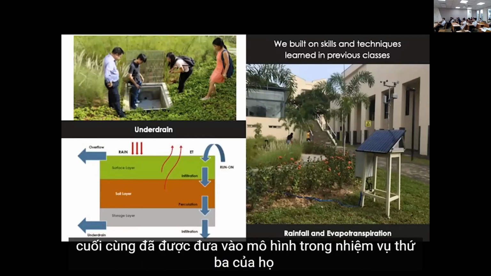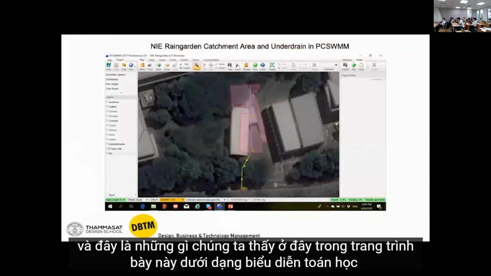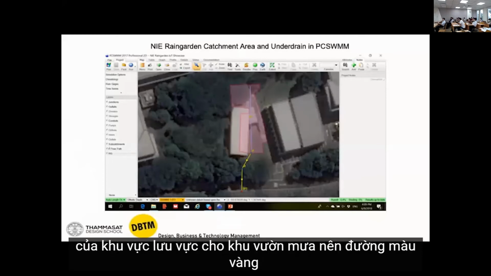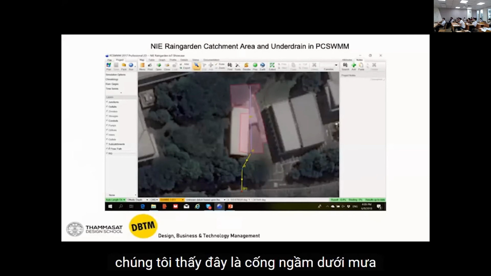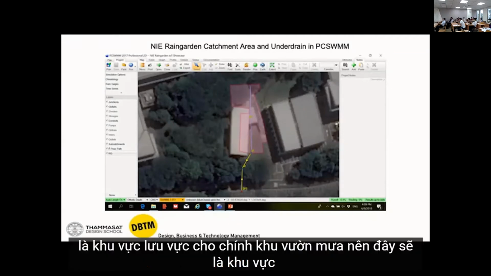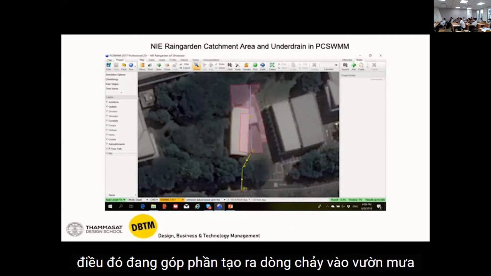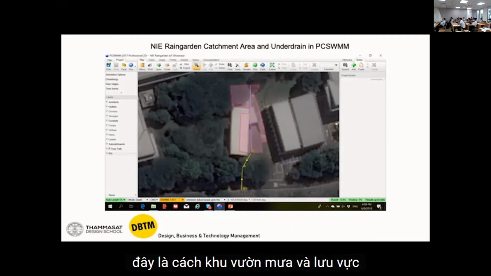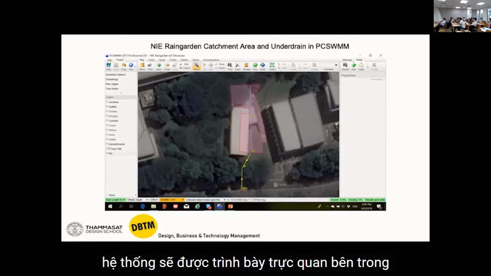And this is what we see here in this slide as the mathematical representation of the catchment area for the rain garden. So the yellow line that we see here is the underdrain in the rain garden going out to the canal, and the pink area that we see here is the catchment area for the rain garden itself. So this would be the area that is contributing the runoff to the rain garden. This is how the rain garden and catchment area system would be represented visually within PC SWMM.